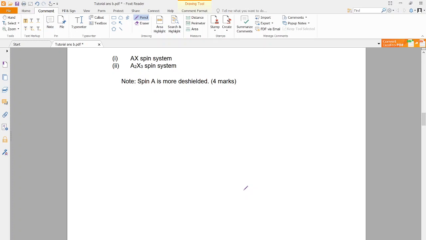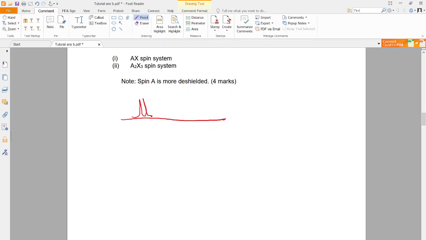So the AX system, and it says here spin A is more deshielded. Oh my god, my drawing. I'm not good at sketching, especially when it's on the screen. So when you have an AX system, you know that A is more deshielded, so it's going to be at the upfield here. It's neighboring with X, and you only have one species, so you have the n+1 rule. That means you have a doublet because it's neighboring with X.